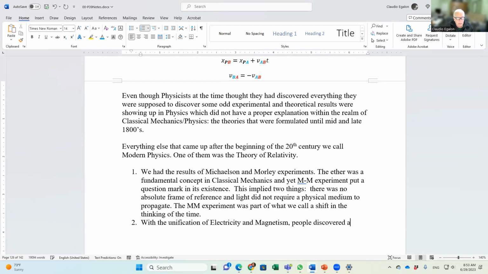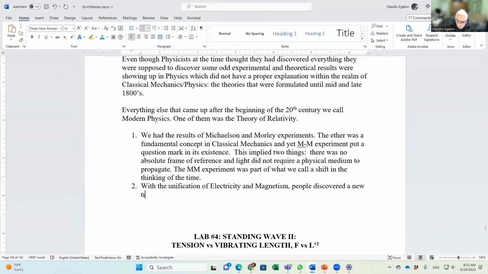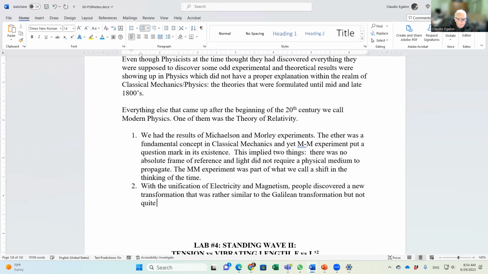People discovered a new transformation that was rather similar to the Galilean transformation, but not quite the same. Today we call these transformations, right? Because it's more than one. Transformations, the Lorentz transformation.